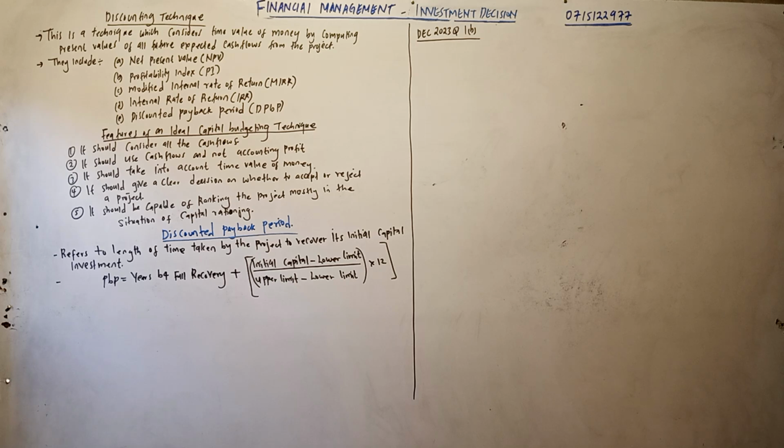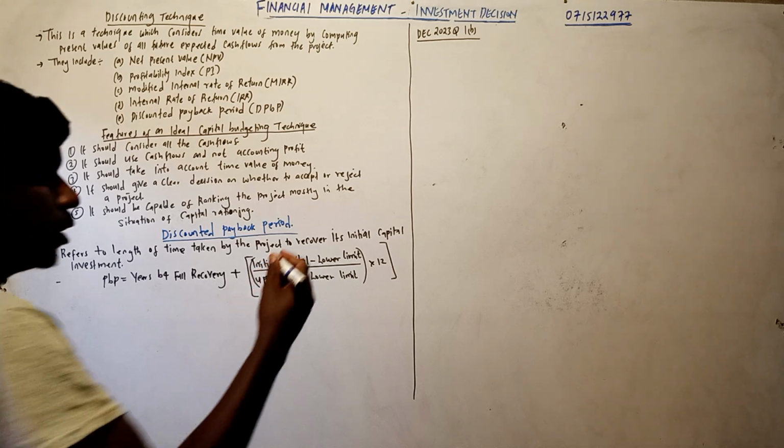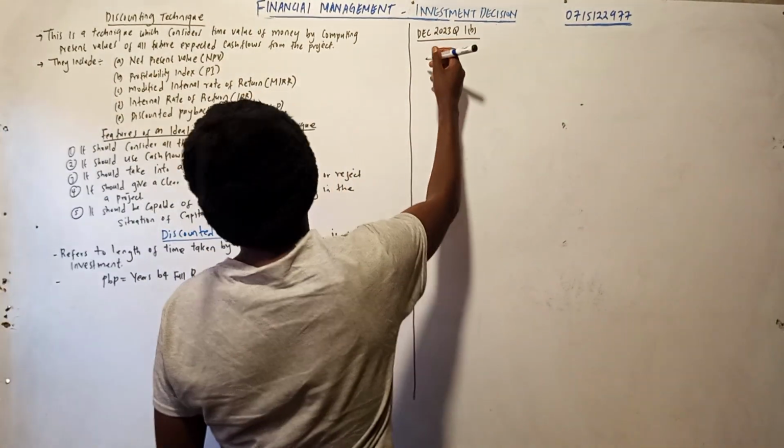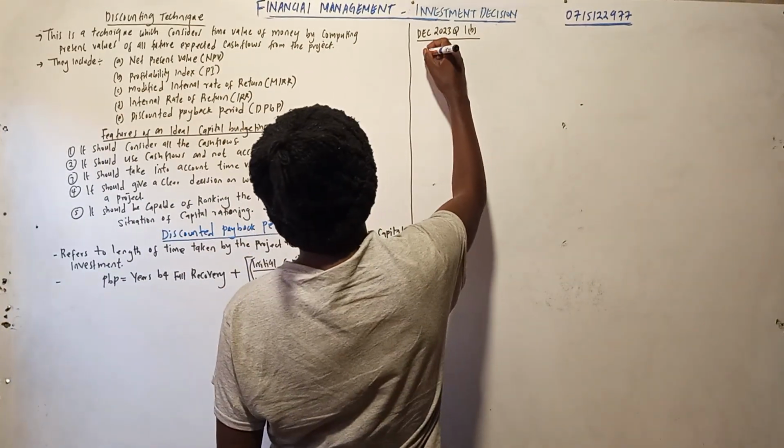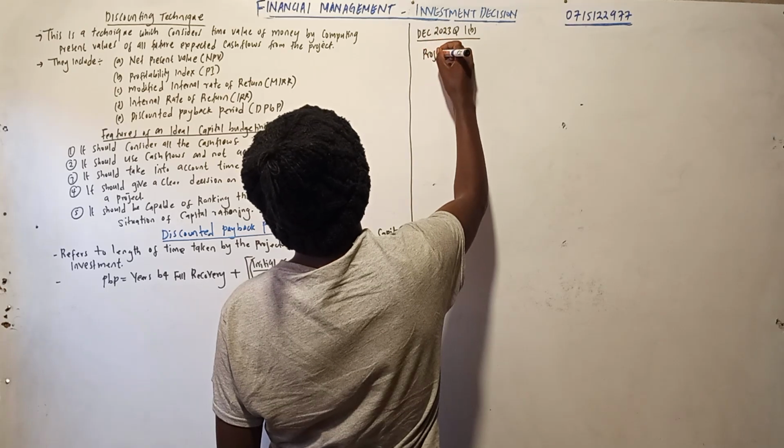Then we have project X and project Y. So we shall do both of them. Then required to compute the following for each project. So start with project X. We are doing the modified discounted payback period.